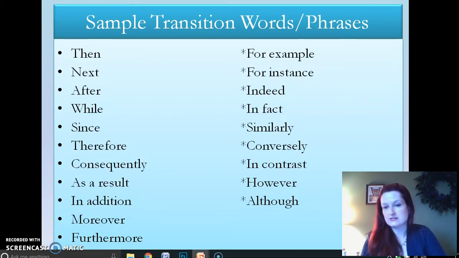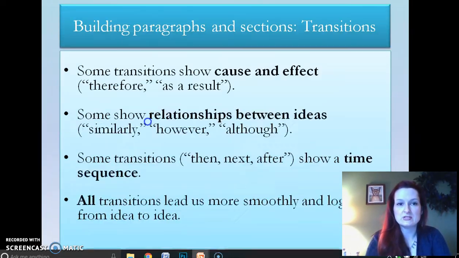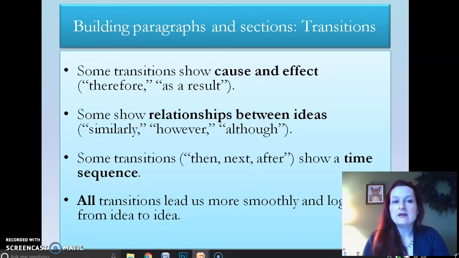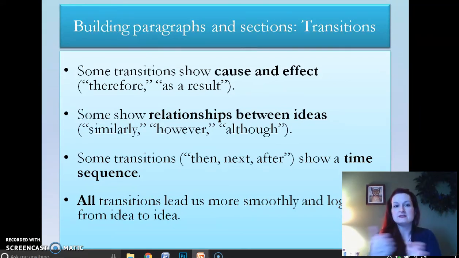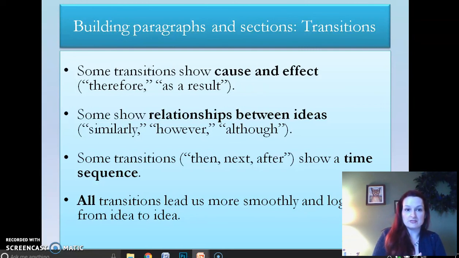There's many, many others. This is just a short list. So, words like then and next and therefore and however, phrases like in contrast, for example, etc. All those are examples of transitions. So some transitions show a cause and effect relationship. So words like therefore and as a result, we know that we're looking at cause and effect there. If I see the word therefore, I know that I'm going to get a cause and effect. This happens, so then this happens. Same with as a result.